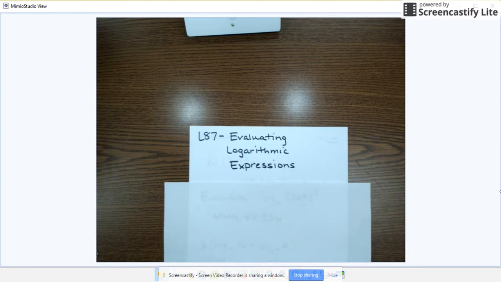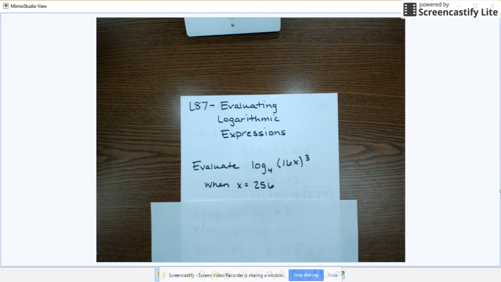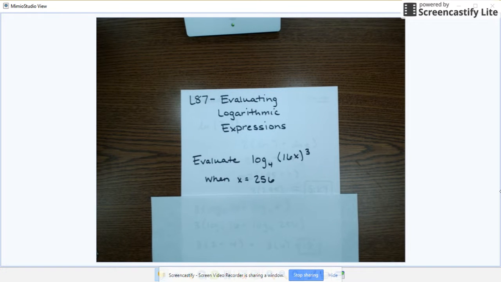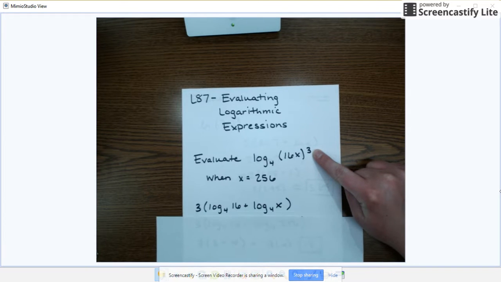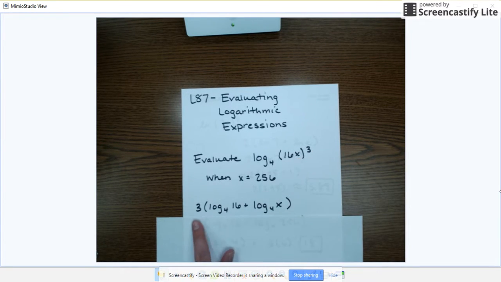All right, we're going to evaluate logarithmic expressions. So here's our problem. We're going to evaluate log base 4 of 16x to the third power when x is 256. So it is wise to split this up according to your properties of logarithms before you just shove 256 in there. So first thing would be to bring your power out in front. I also went ahead and split this into a product right here. So 3 times log base 4 of 16 plus log base 4 of x.